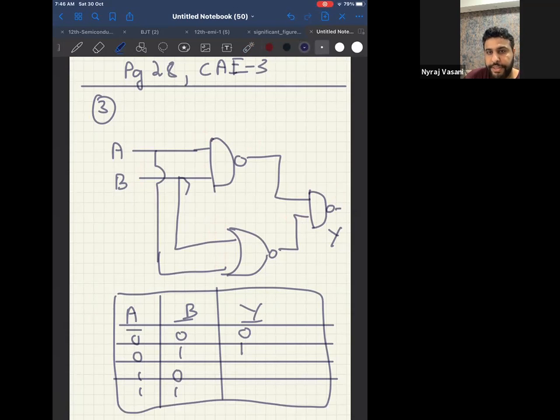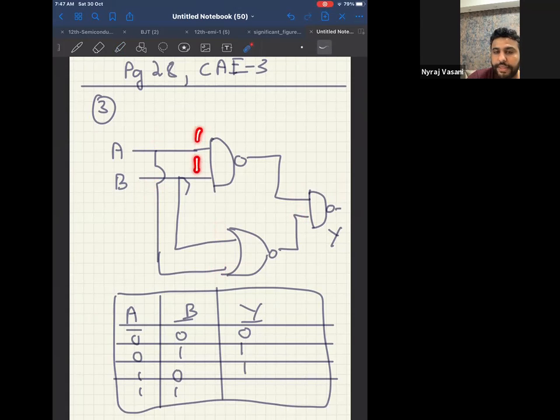Now, the next one is 1 and 0. 1 and 0 for AND gate would still be 0, but since it's a NAND gate, it is 1. 1 and 0 for an OR gate would be 1, but since it's a NOR gate, it is 0. 1 and 0 for an AND gate would be 0. This would be 1 because it is a NAND gate. Therefore, answer is 1. Now I will take the last one, that is 1, 1.